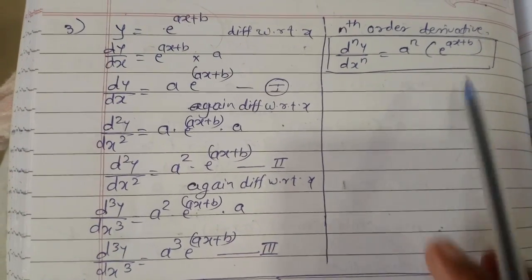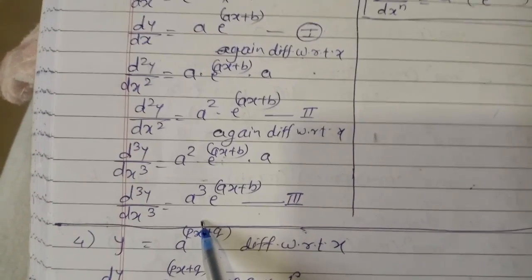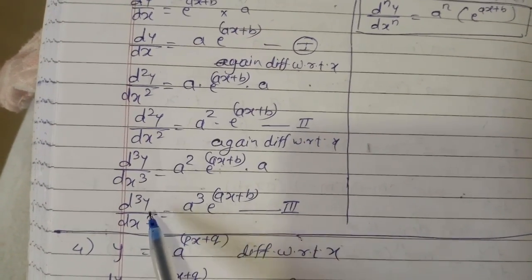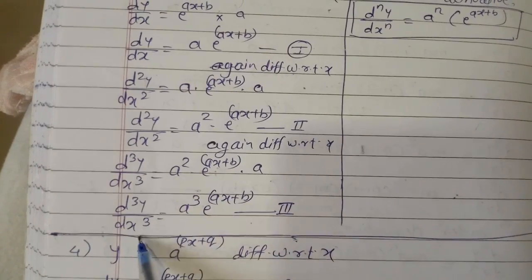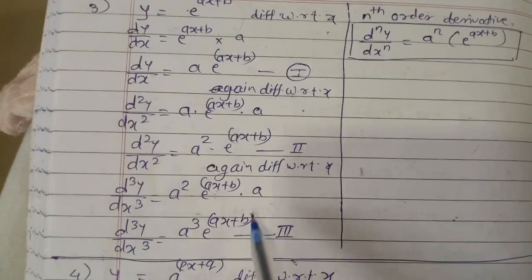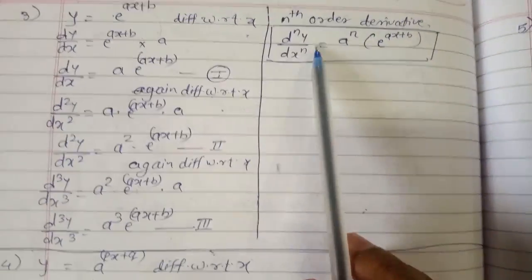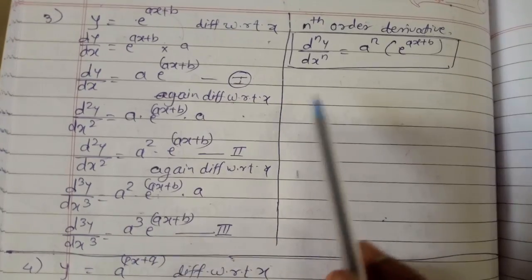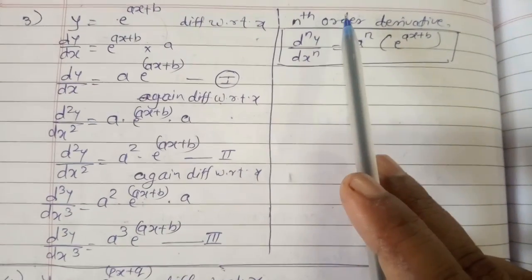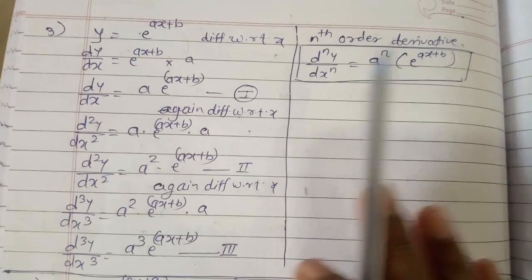So by this, if we are asked to find out the fourth order derivative, so what we get here, that is d4y by dx raised to 4, we get here a raised to 4 e raised to ax plus b. Similarly we have to find out the nth order derivative. So it is very simple, so we can write, instead of here cube we write here nth, because we have to find out the nth order derivative, and e raised to ax plus b is as it is. So it is very simple example.